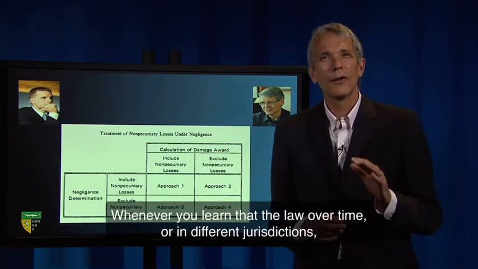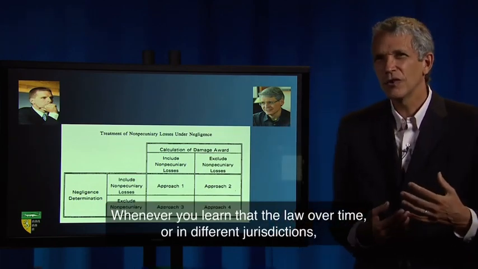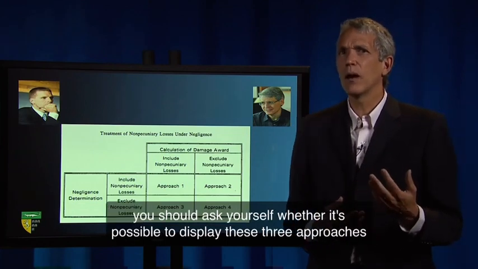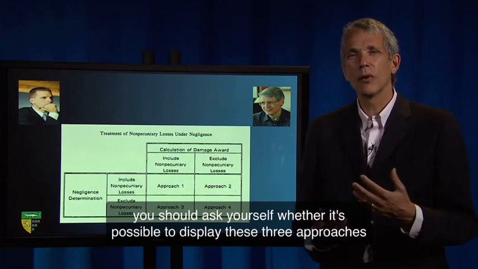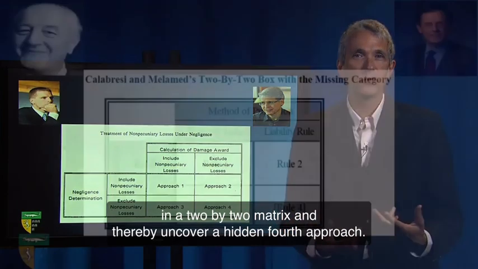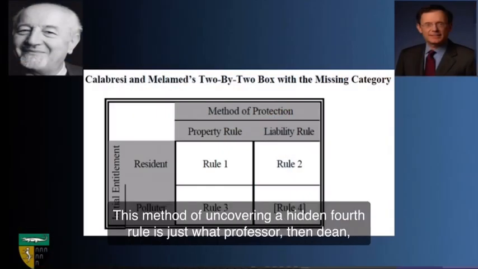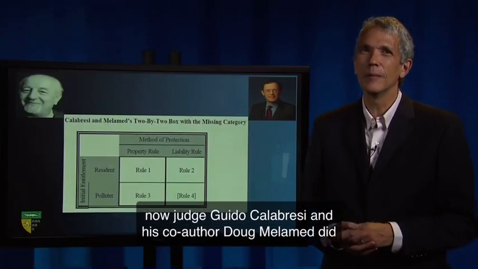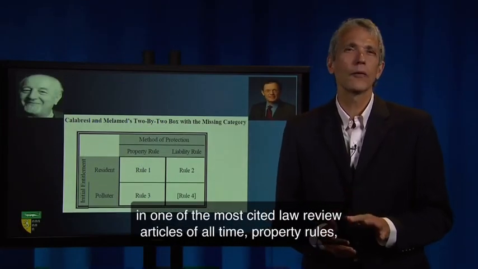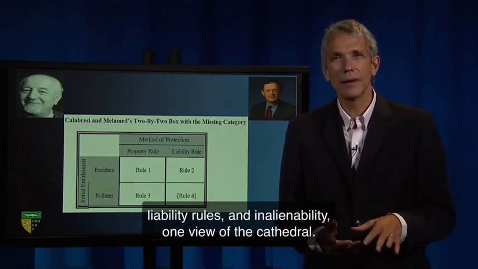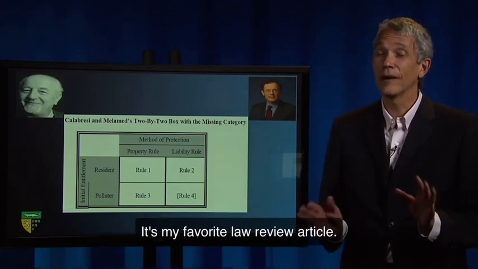Whenever you learn that the law over time or in different jurisdictions has taken 3 different approaches to regulation, you should ask yourself whether it's possible to display these 3 approaches in a 2x2 matrix and thereby uncover a hidden 4th approach. This method of uncovering a hidden 4th rule is just what Professor, then Dean, now Judge, Guido Calabresi and his co-author Doug Melamed did in one of the most cited law review articles of all time, Property Rules, Liability Rules, and Inalienability: One View of the Cathedral. It's my favorite law review article.